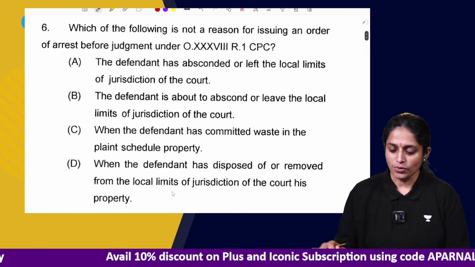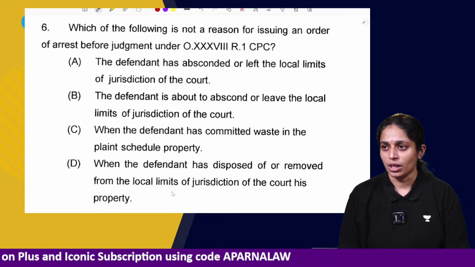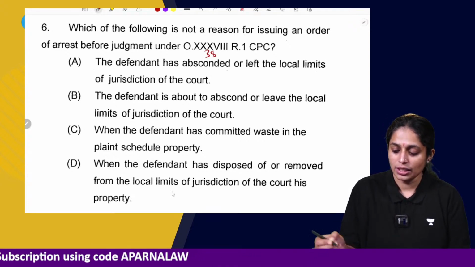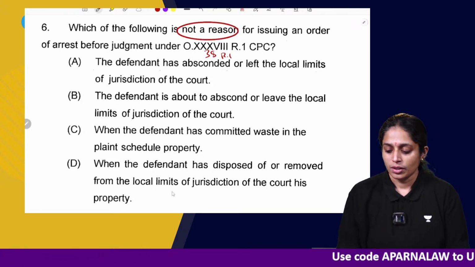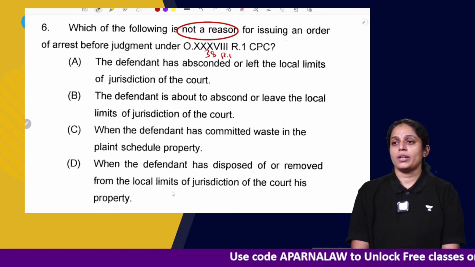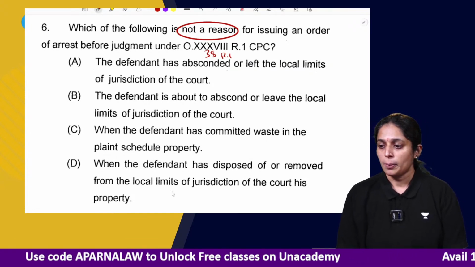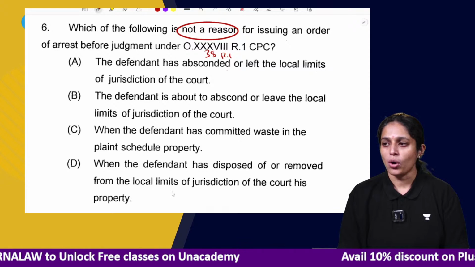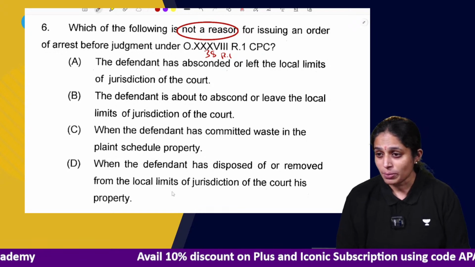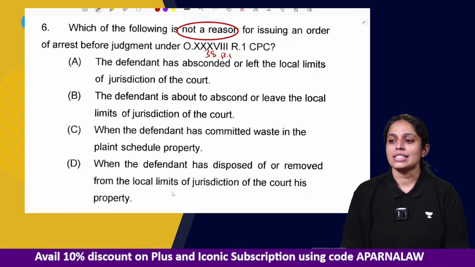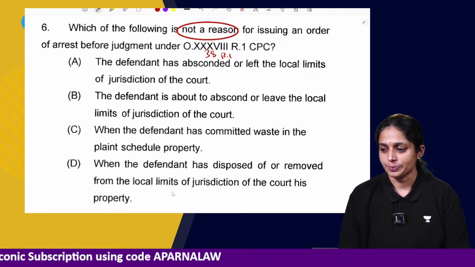Sixth one, which of the following is not a reason for issuing an order of arrest before judgment under Order 38 Rule 1 of CPC? Which is not a reason for issuing an order for arrest before judgment? A. The defendant has absconded or left the local limits of jurisdiction of the court. B. The defendant is about to abscond or leave the local limits of jurisdiction of the court. C. When the defendant has committed waste in the plaint scheduled property. D. When the defendant has disposed of or removed from the local limits of jurisdiction of the court his property.